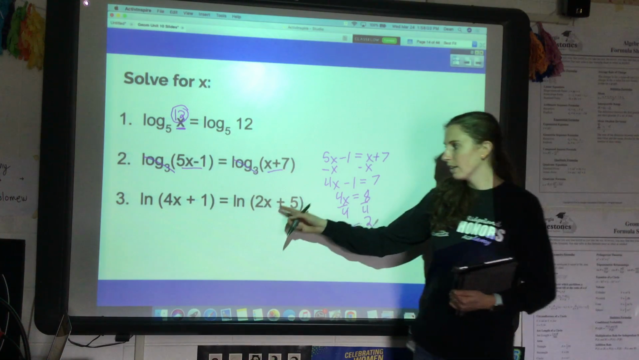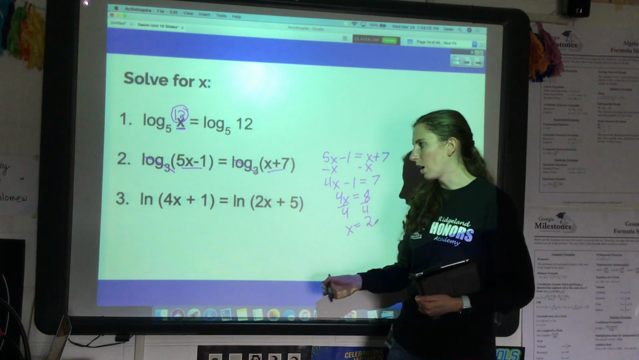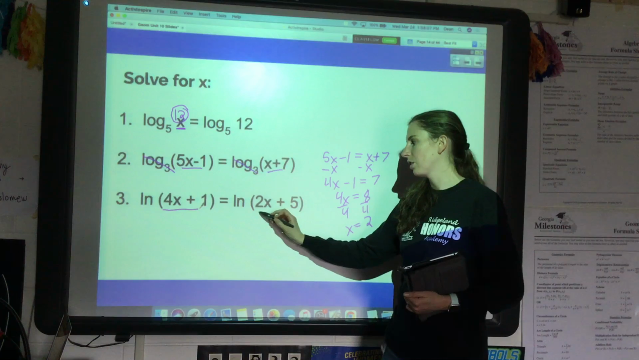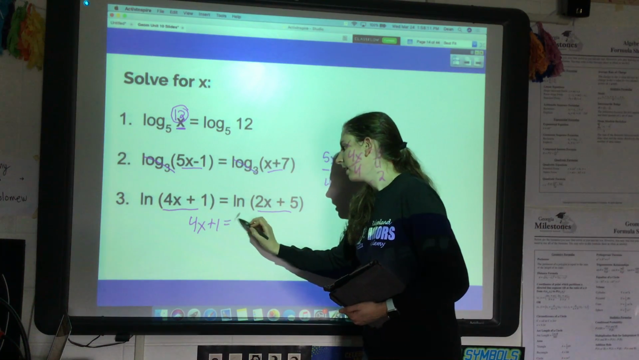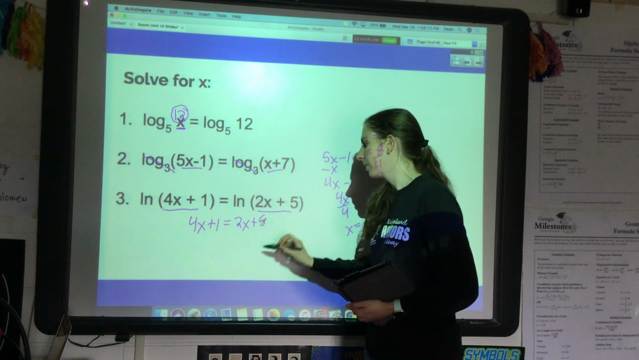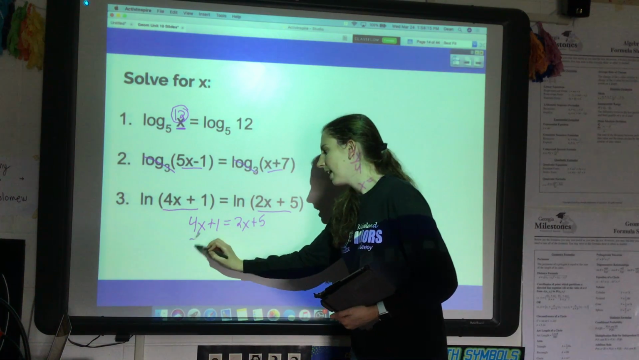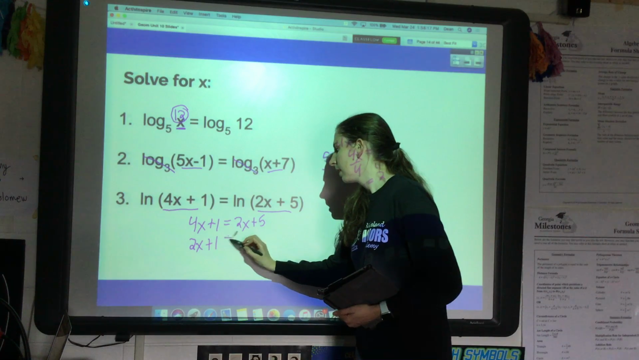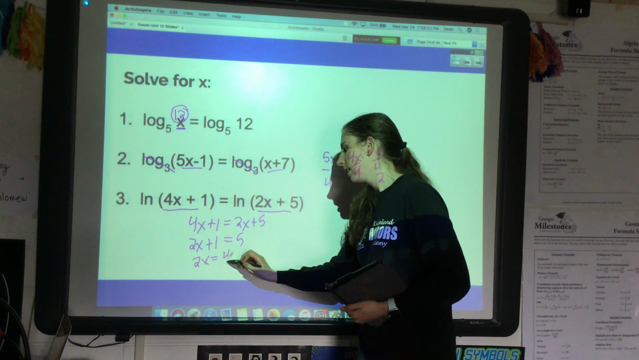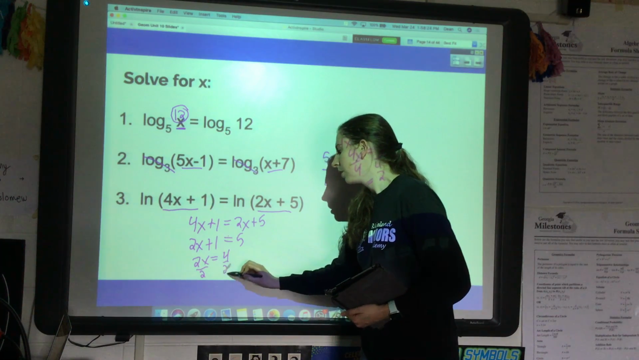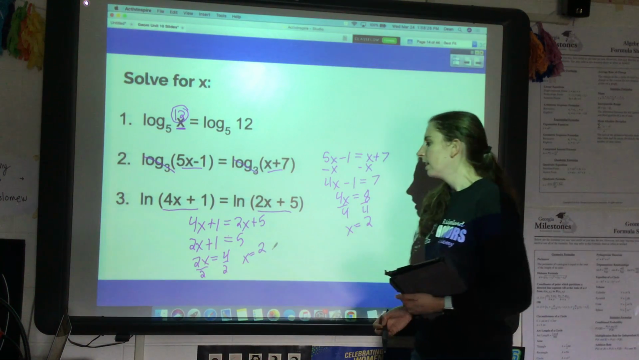Same thing here, they're both natural logs, so all I need is for this piece to match this piece. So I'll just do 4x plus 1 equals 2x plus 5. Subtract 2x from both sides, and then subtract 1 from both sides. Again, it's 2. All right.